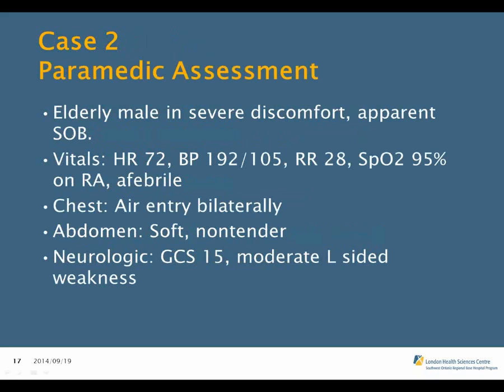When you arrive on scene, you see an elderly male in severe discomfort, and he's apparently short of breath. His heart rate is 72 per minute. His blood pressure is 192 over 105, a respiratory rate of 28, saturations of 95% on room air, and the patient's afebrile. Chest examination reveals air entry bilaterally. His abdomen is soft and non-tender. His neurologic status is GCS 15, except for a moderate left-sided weakness, which you can appreciate.